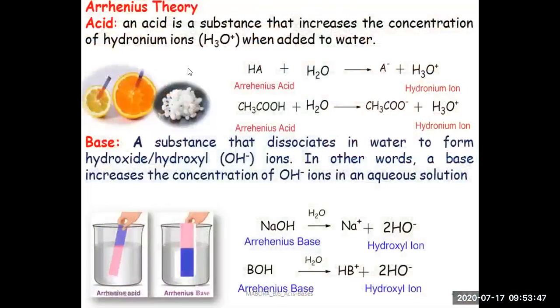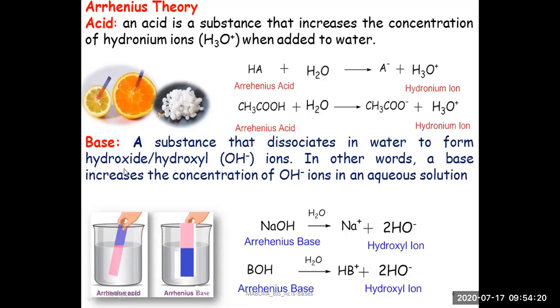So Arrhenius theory says that acids are the substances which, when dissolved in water, produce H plus ion, or they increase the concentration of hydronium ion. For example, if HA is any acid, if dissolved in water, it produces hydronium ion. For example, acetic acid dissolves in water and its H plus ion increases, reacts with water to produce hydronium ion.